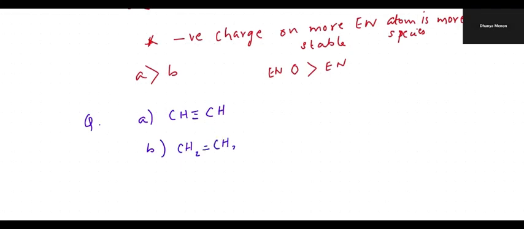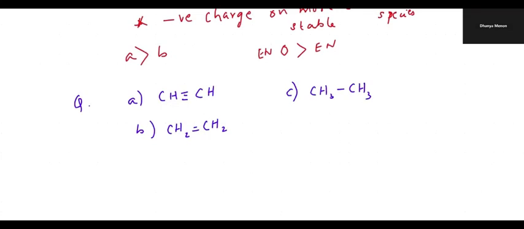And CH3, CH3. Okay, so just a note, the triple bond is more acidic when it appears in the terminal position.